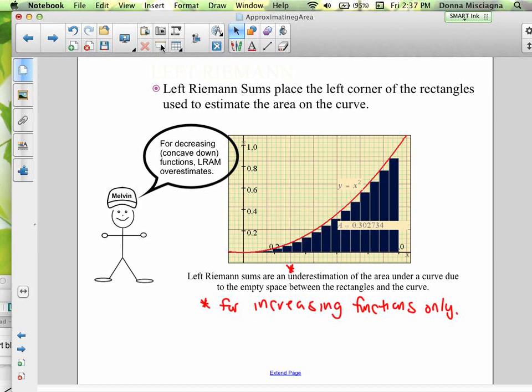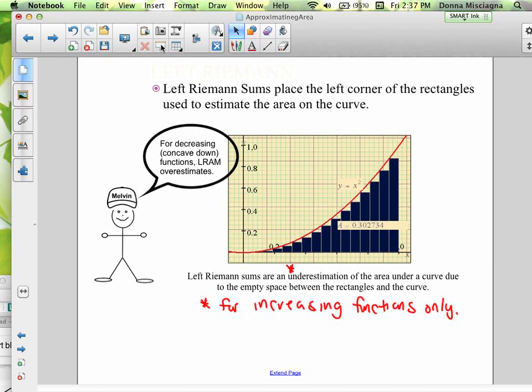All right, so here we have an example of a left Riemann sum. Left Riemann sums are an underestimation of the area under a curve due to the empty space between the rectangles and the curve. But that's not true all the time. It's true in this case. It's for increasing functions only. Melvin wants to share with you when it would be an overestimate.